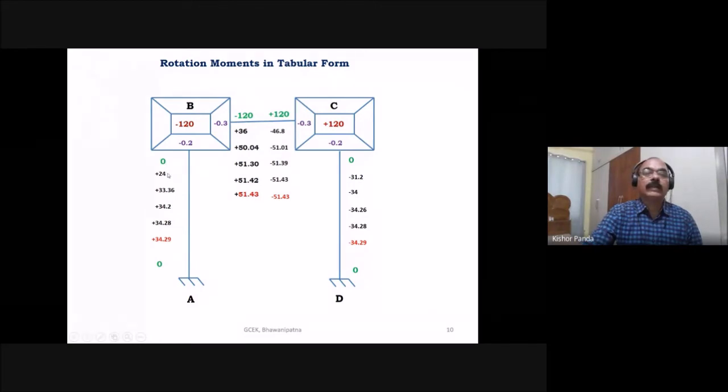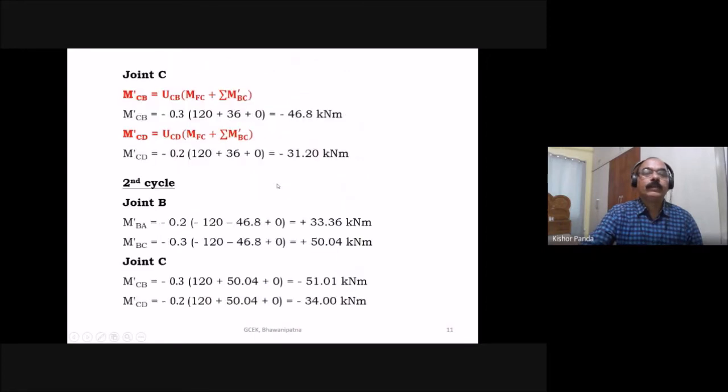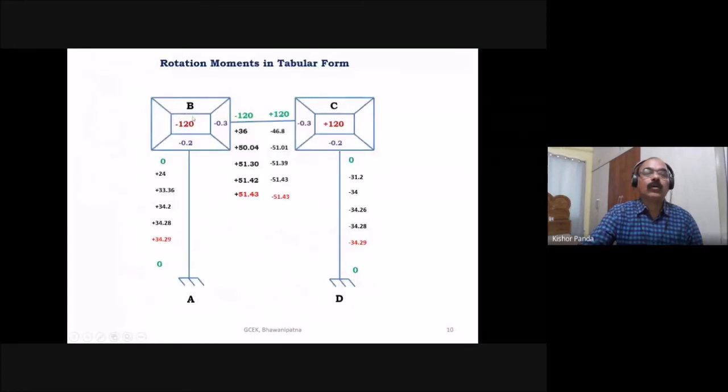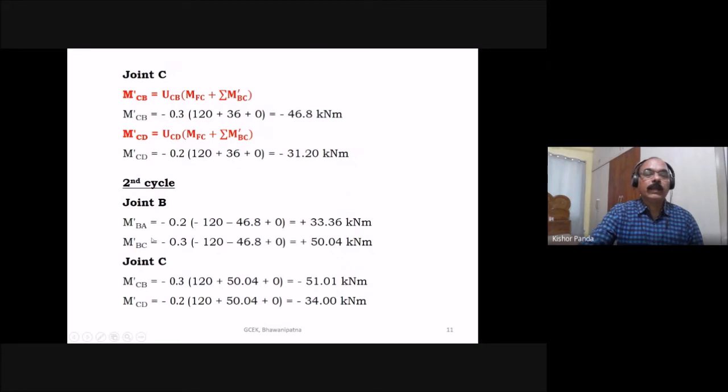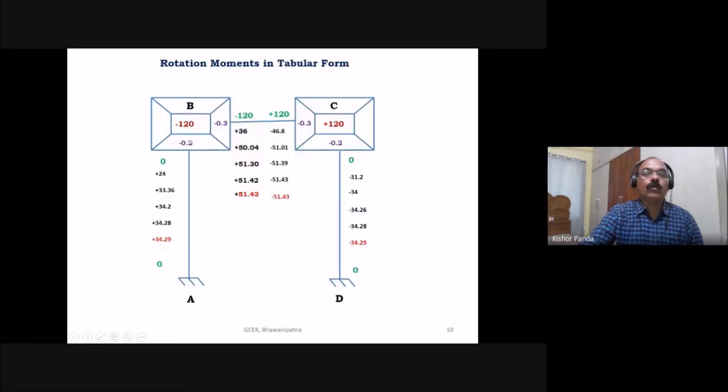Now you got the near end rotational moments in the first cycle. Then you go for the second cycle and find out the rotational moments. Again you go to joint B and find out this value and this value. Then you go to joint C and find out this value and this value. So first you go to joint B, M dash BA. In the second cycle, the far end rotational moment at the fixed end is 0 when you are going for joint B.